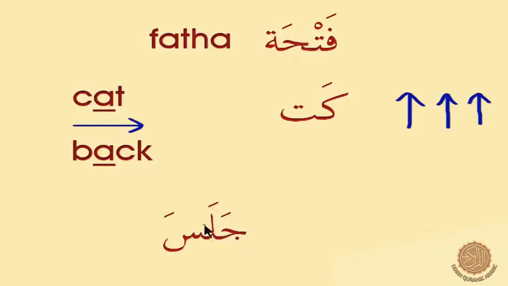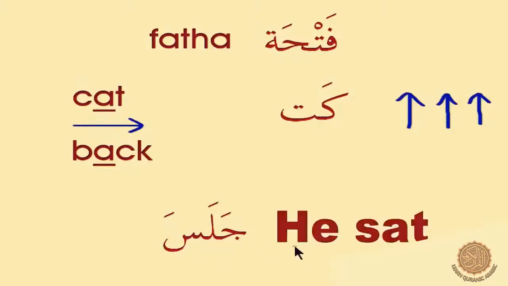Then we have the lam here. That's equivalent to the letter L in English, like the word look. To pronounce the lam with the fatha, it's la. So Ja, la. And then finally we have the sin. That's equivalent to the S sound in English. So this will be sa. So ja, la, sa. Jalasa. So jalasa means he sat.